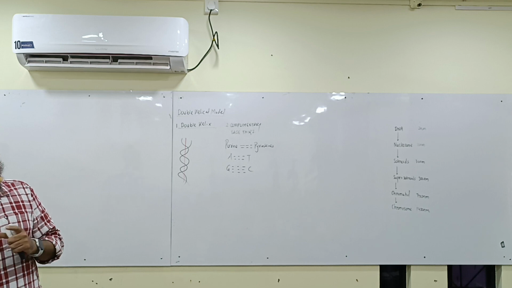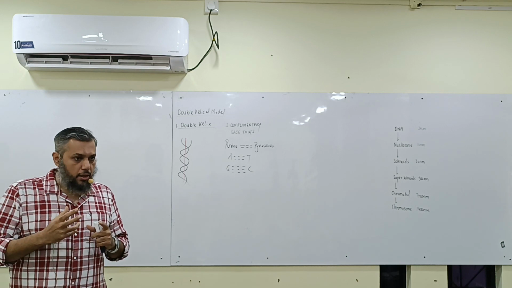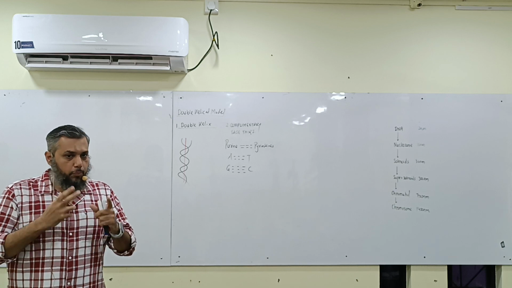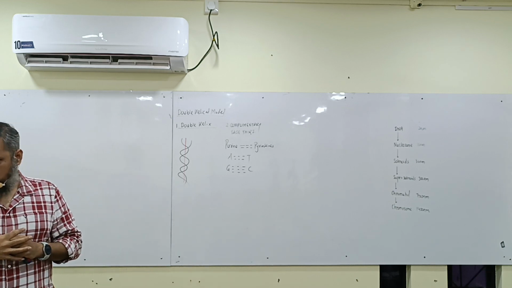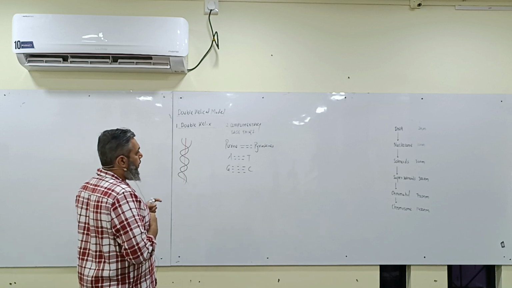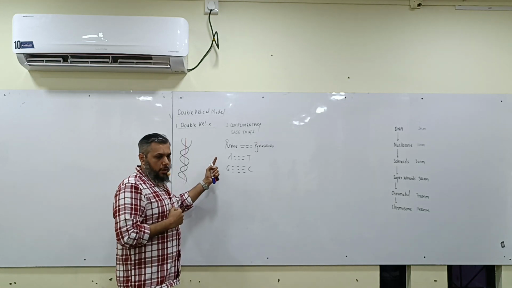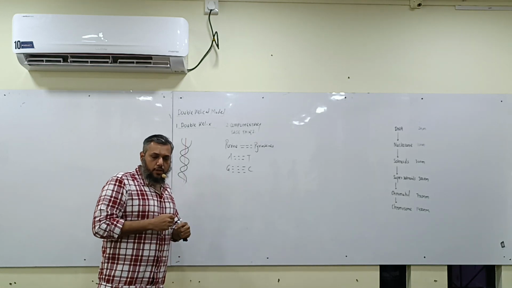Got my point? So here also they did not see at that time, but they are predicting the model, and many of the points of the model are holding true. And one of them is what? Complementary base pairing rule. Purines pairing with pyrimidines, A with T and G with C.